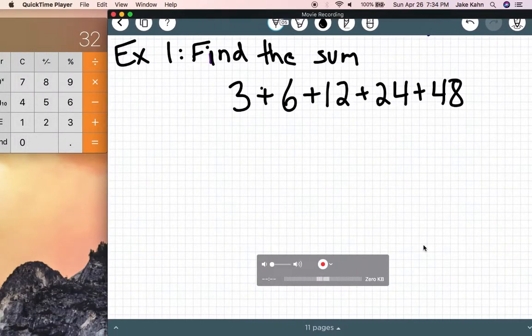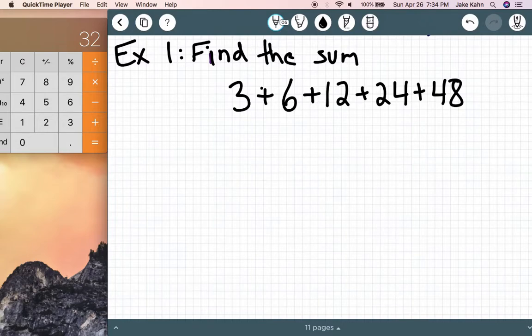Example number 1, we're going to start off simple, all right? Find the sum. 3 plus 6 plus 12 plus 24 plus 48. Is this a geometric or an arithmetic series? The answer is geometric because you are multiplying by 2 in between each number. 3 times 2 is 6, times 2 is 12, times 2 is 24, and so on.